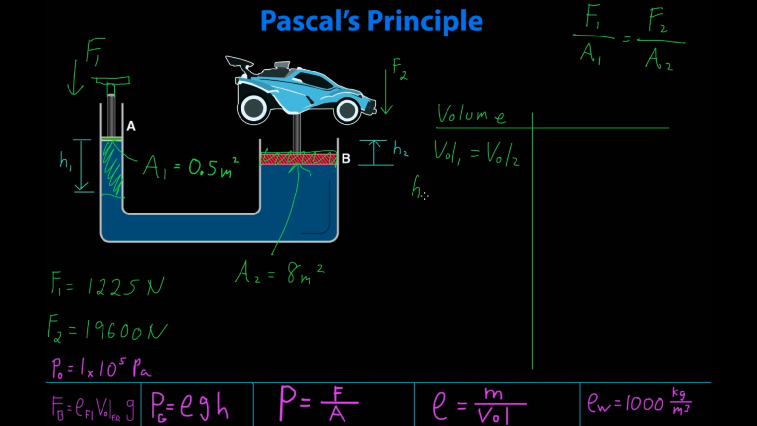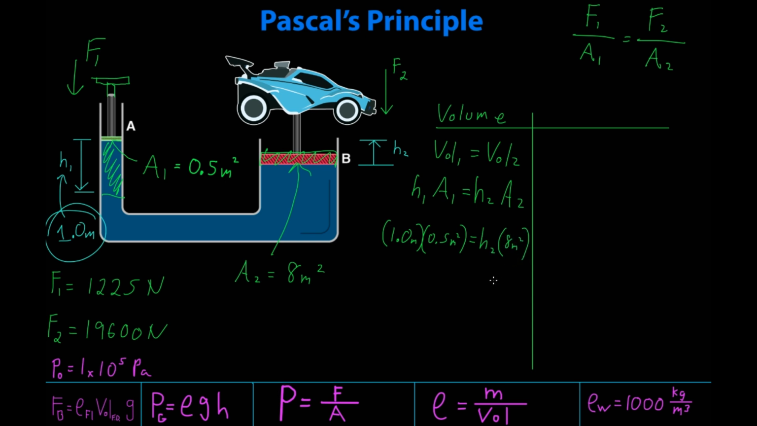Well, it's a cylinder, so volume 1 is going to be height 1 times area 1, and volume 2 is height 2 times area 2. For simplicity's sake, let's say you push the piston down 1 meter. So height 1 is 1 meter, area is half a meter squared, equals height 2 times 8 meters squared. If I do this, these meters squared cancel, and I get a height 2 of 0.0625 meters, or 6.25 centimeters.